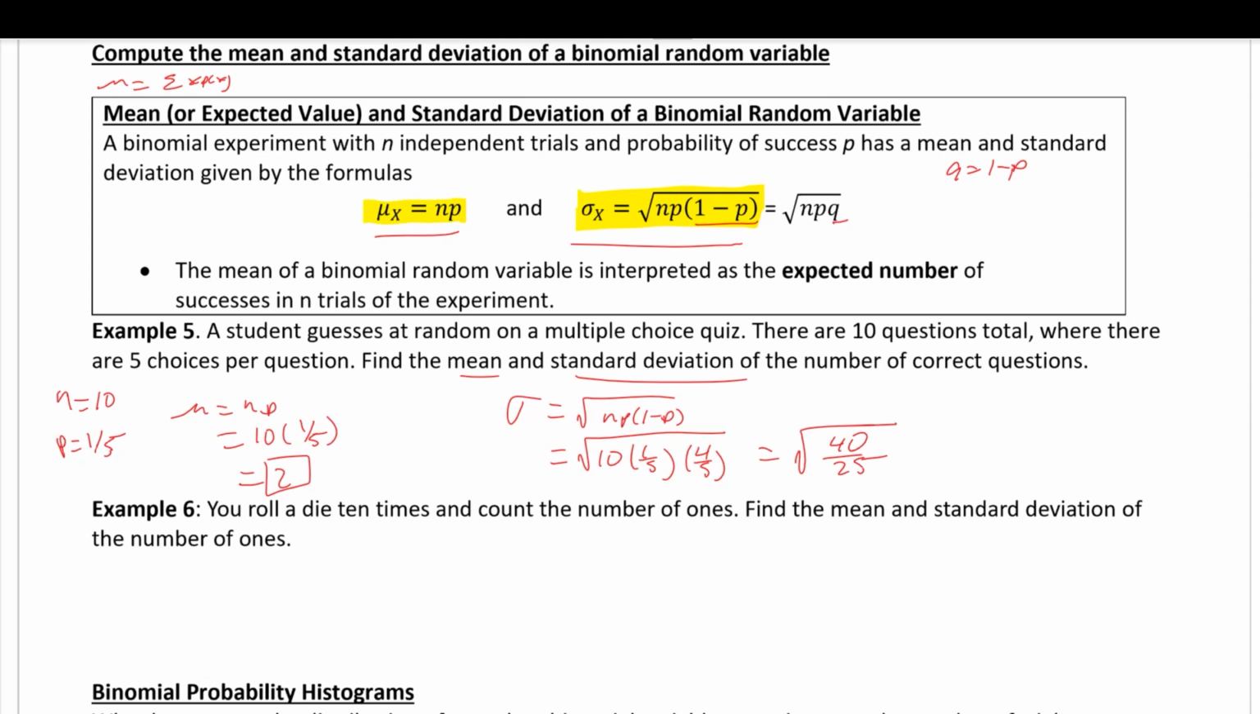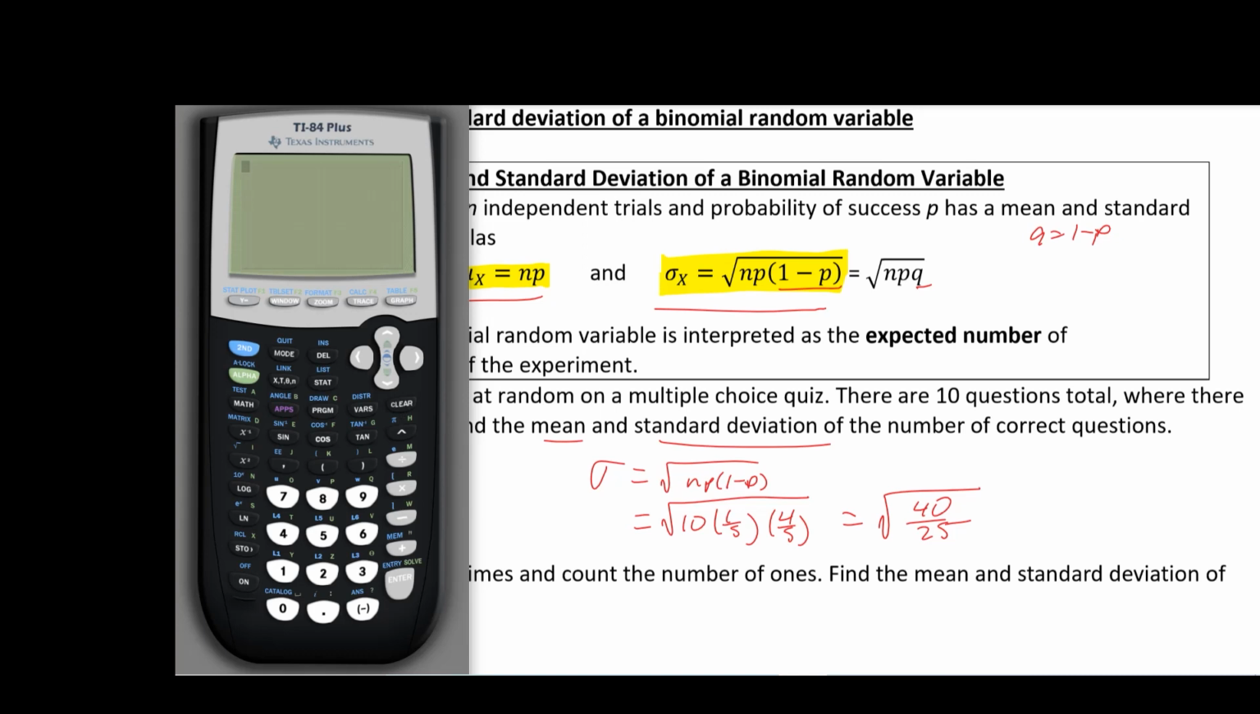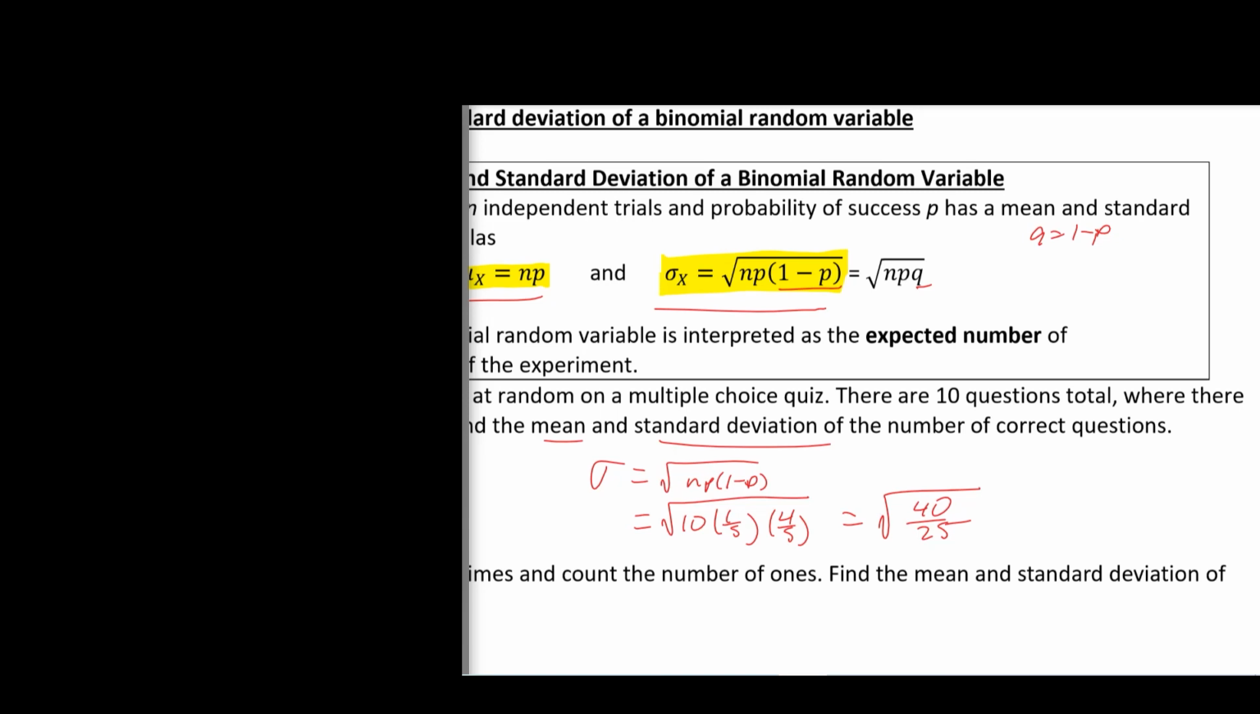And if you put that into your calculator, let me just show you that on the calculator. Okay, to get the square root symbol, you just do second, and then it's in blue right there, it's x squared, and then you can just do 40 divided by 25, enter, and let's just do 1 decimal place, about 1.3.